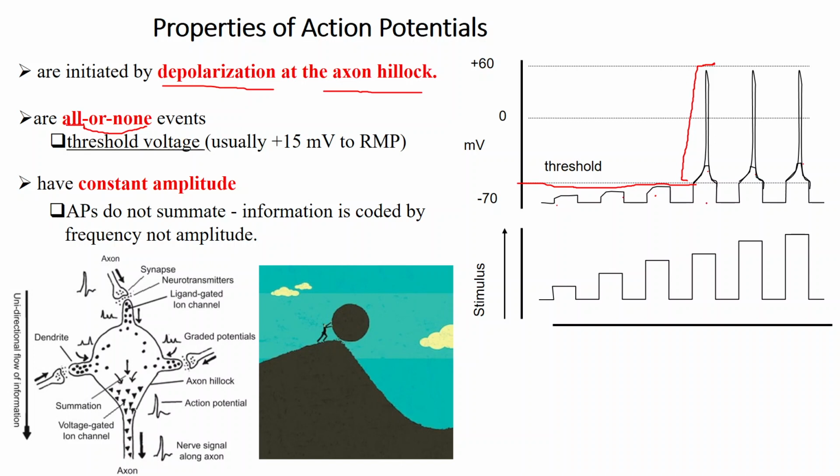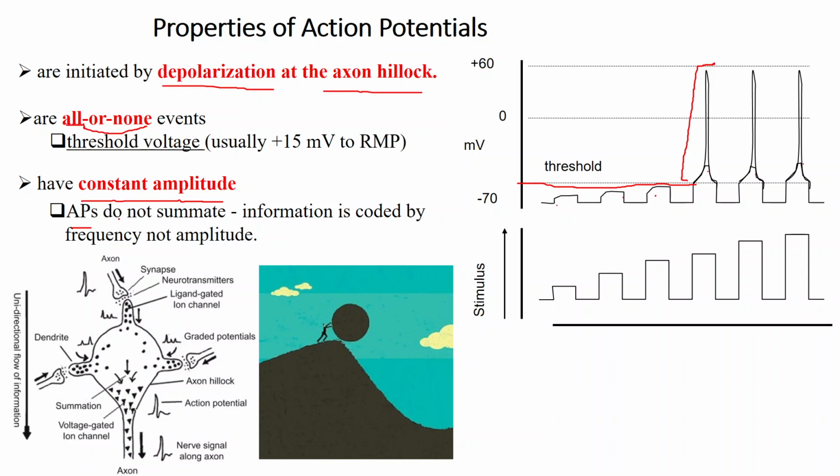So when there is a strong stimulus, it will result in a higher frequency of action potentials. There will be many of them, okay? But the size, the amplitude of it, doesn't change, okay? Is this clear? Only the frequency: when the stimulus is big, it will be translated as a higher frequency of action potentials, okay? So it has a constant amplitude, okay?